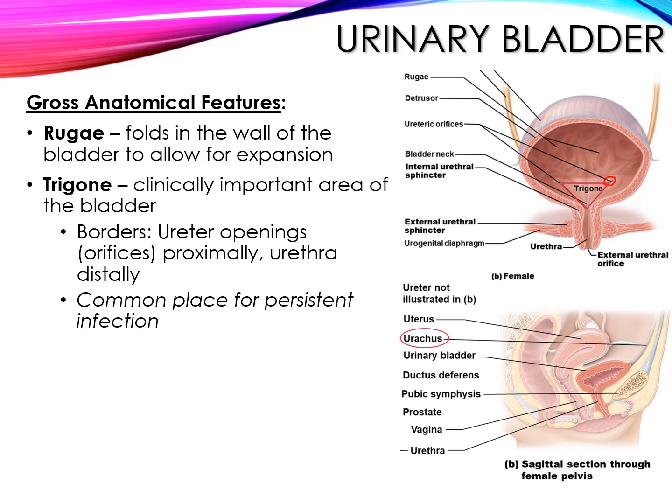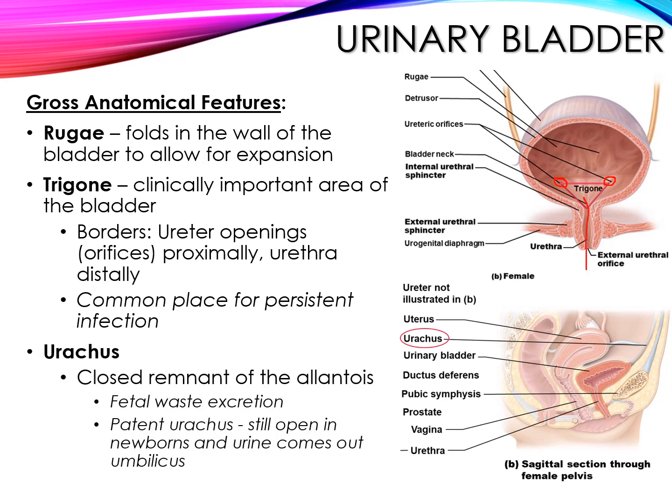And then there is this region of the bladder called the trigone, and it's clinically important because it's where a lot of UTIs essentially stay. Infections will be persistent and they will stay in the trigone, because when you void your bladder, a little bit of urine can stay in that trigone area, which causes a persistent infection. The borders of it are going to be the openings to the ureters, which are right here in the corners, and then the exit of the urethra at the bottom.